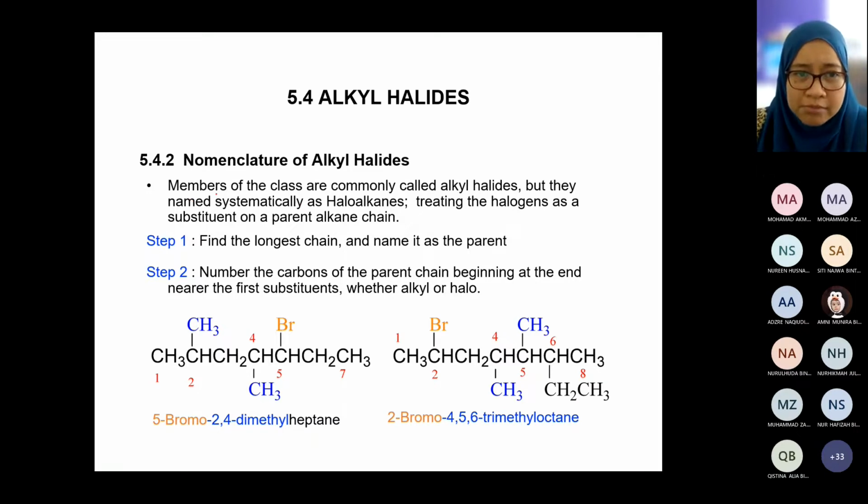Okay, members of the class are commonly called alkyl halides, but they are named systematically as haloalkanes, where we treat the halogen as a substituent on a parent alkane chain. Kita treat the halogen as substituents. Okay, maksudnya kita tak prioritize pun the halogen. Macam kalau alkenes kan double bond, kita prioritize the double bond. Maksudnya the long chain need to consist of the double bond. But for this one, kita tak perlu prioritizekan this halogen. No, not necessary.